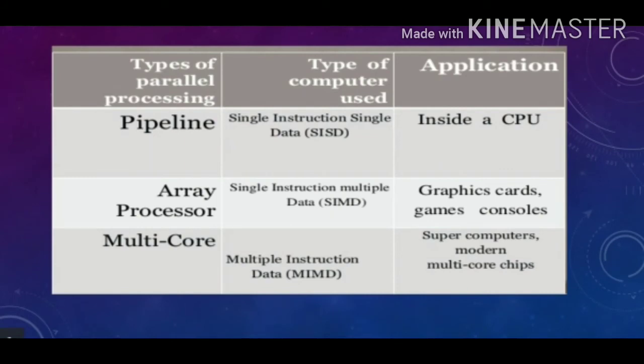Types of parallel processing: pipeline, array processor, multi-core. Types of computer use: single instruction, single data; single instruction, multiple data; multiple instruction, multiple data. Applications inside the CPU: graphics cards, games consoles, supercomputers, multi-core chips.